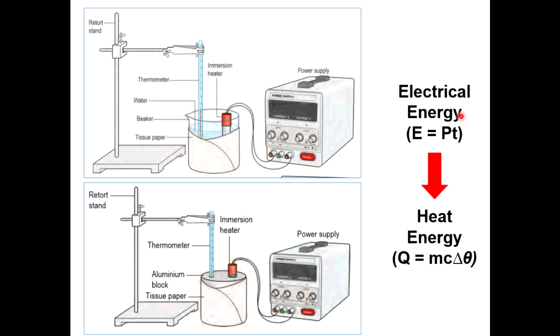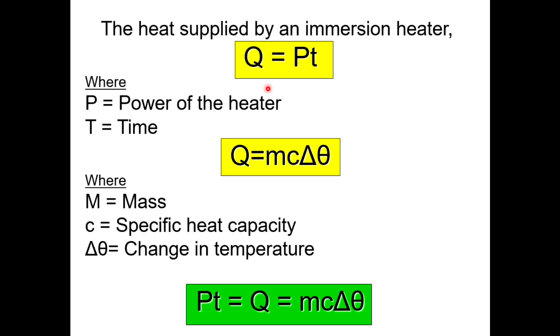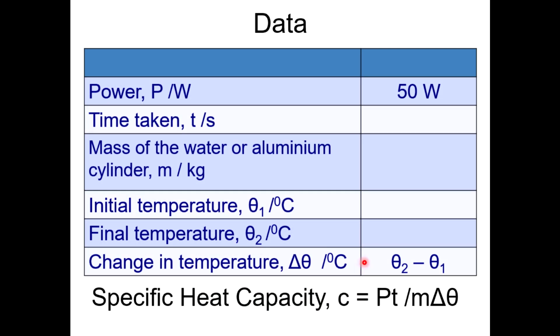And then all the electrical energy is converted to heat energy by the immersion heater. So we can sum it up like this: Q equals PT, which means all the electrical energy changes to heat energy. And the formula for heat energy is mc delta theta, the change in temperature. From there, we can combine these. So PT equals mc delta theta. This is the data that we need to collect in order to calculate the specific heat capacity.